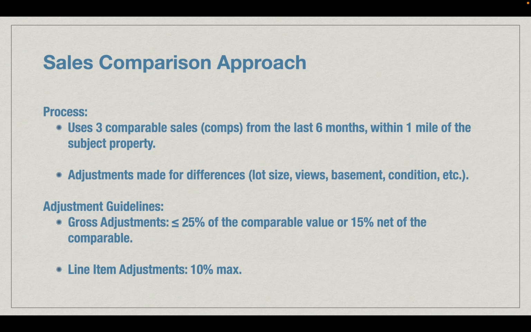The sales comparison approach is probably the most common method. Here's how it works. The appraiser looks at three similar properties, called comps, that have sold recently, usually within the last 6 months and within a mile of the property being appraised. They then adjust the prices of these comps based on differences like lot size, views, whether there's a basement, and the condition of the property.